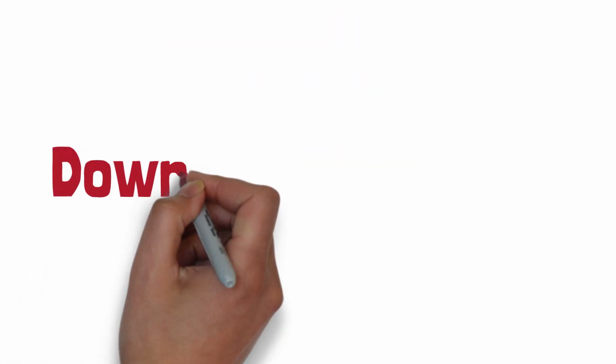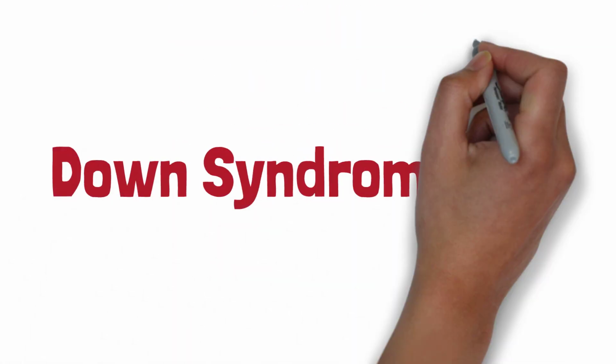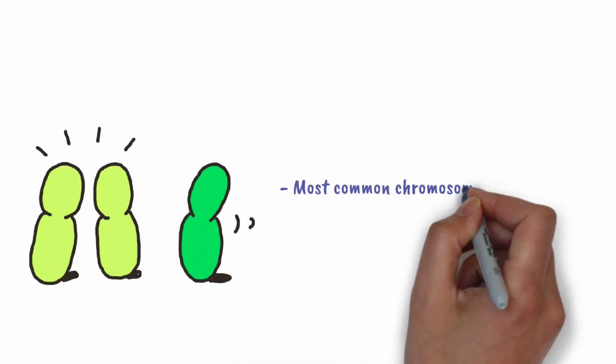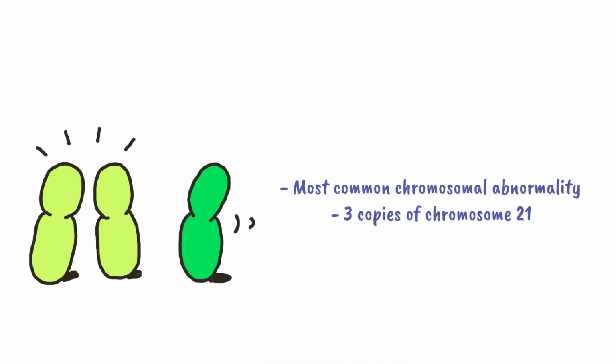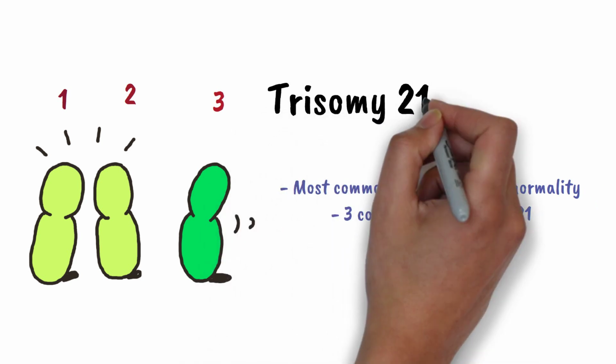In this video, we are going to talk about Down syndrome. Down syndrome is the most common chromosomal abnormality seen in children. Down syndrome patients have 3 copies of chromosome 21, so it is also called trisomy 21. Tri means 3 and somy for chromosome.